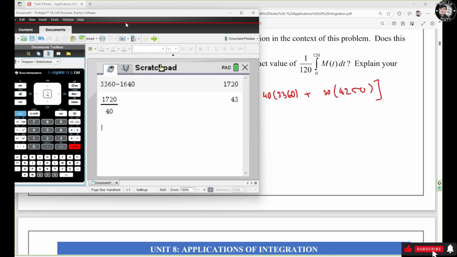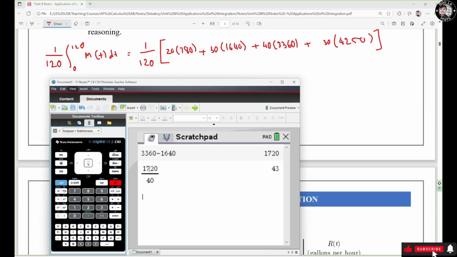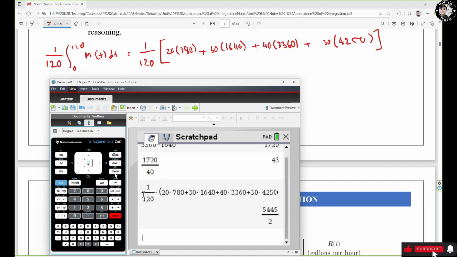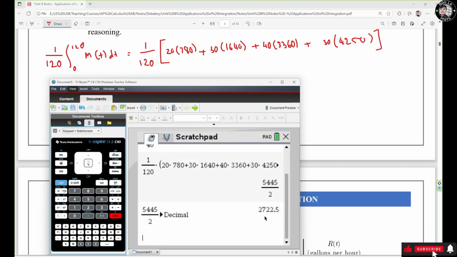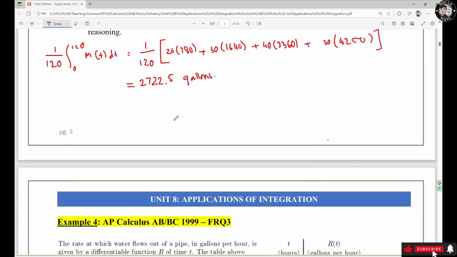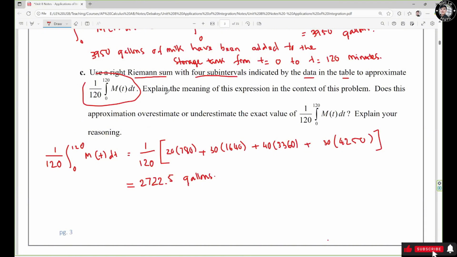Now I'm opening up the calculator. You're going to input this expression on the calculator, then you hit enter. You're going to convert this to decimal. Hit menu, number, convert to decimal. Hit enter. The answer is 2722.5. Now explain the meaning of this expression in the context of this problem. You need to say the average number of gallons of milk in the storage tank from t equals 0 to t equals 120 minutes is approximately 2722.5 gallons.